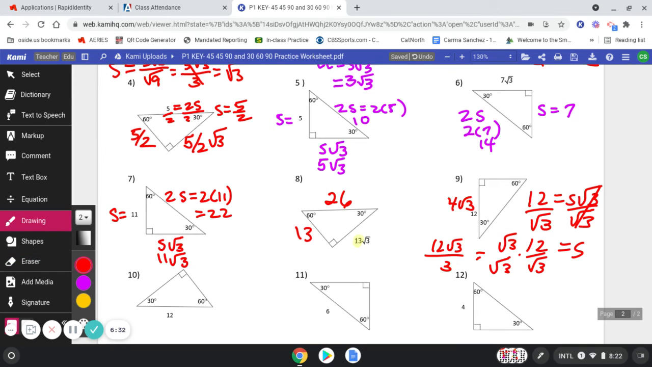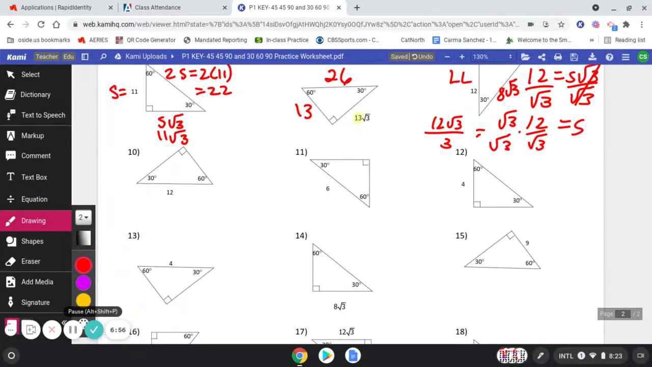Okay, so sorry, I labeled that on the wrong side, guys. Here is the long leg, but my short leg is 4 root 3. Now, what was that long leg? I'm sorry, the hypotenuse relationship. It's double that short length. So 4 times 2, or 8 root 3 is my hypotenuse. How'd you do?